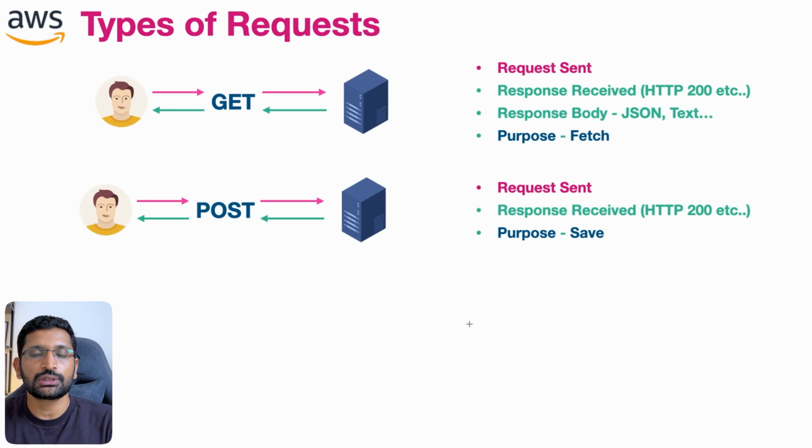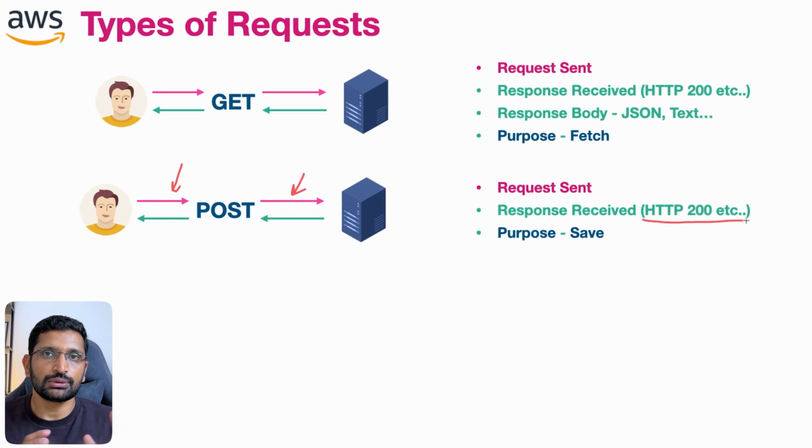So for that purpose, we are going to use the POST API. Here you can see this is the request which is going in the pink arrows. This is the request in the form of a POST, so it will contain a payload which you want to store inside your backend system. And in the response, you are only going to get the HTTP codes.